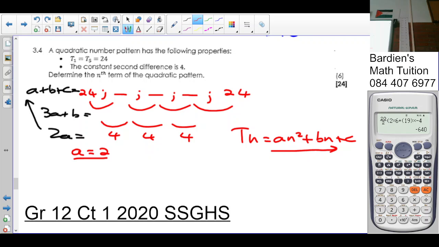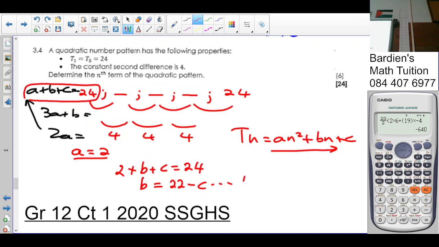Now we can say that a, which is 2, I'm going with this now, we can say 2 plus b plus c is equal to 24. So b is equal to 22 minus c. This is equation 1. Okay, all okay with that. Now, of course, it's two unknowns. So how many equations do we still need? We need one more equation, not so? And this is term 5, that's T5.